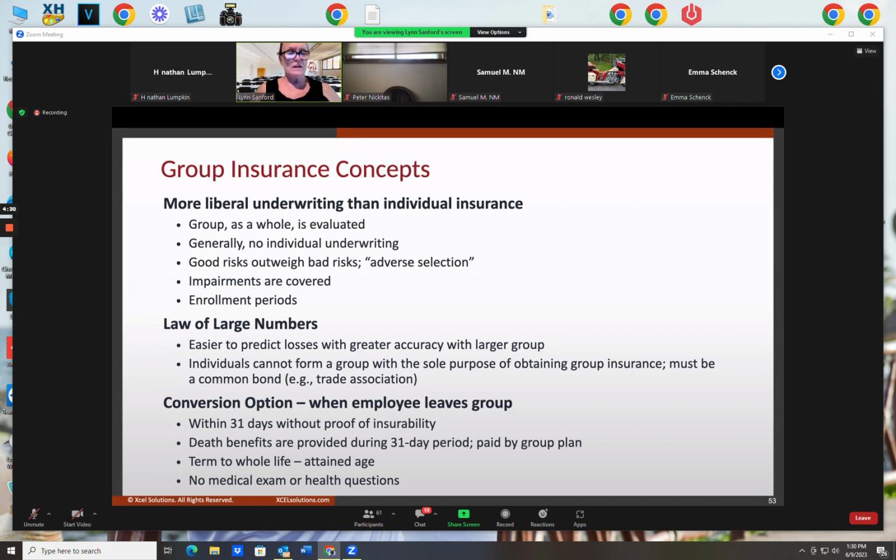Impairments are covered, and enrollment periods are held to. Usually an open enrollment period to join a group life plan is 31 days after you've completed the probationary period that the employer has put you on as a new employee. Once you satisfy the probationary period set by the employer, then the group life plan is generally opened up for 31 days. You have an open enrollment period to join the group life plan.